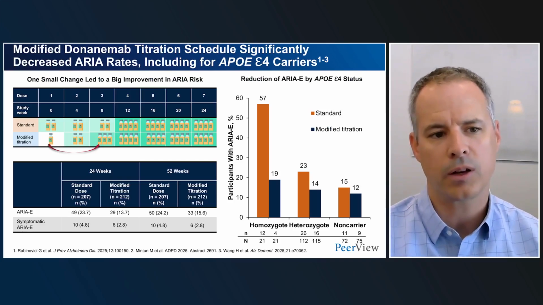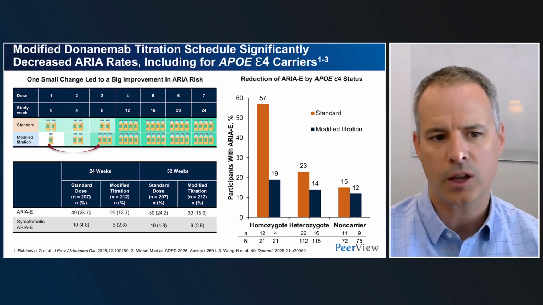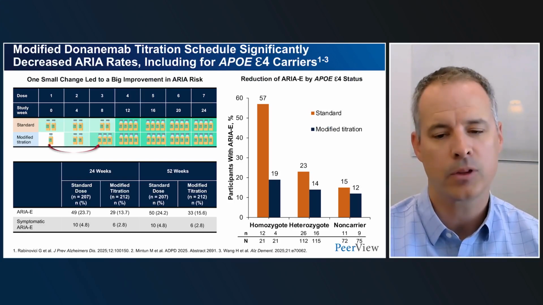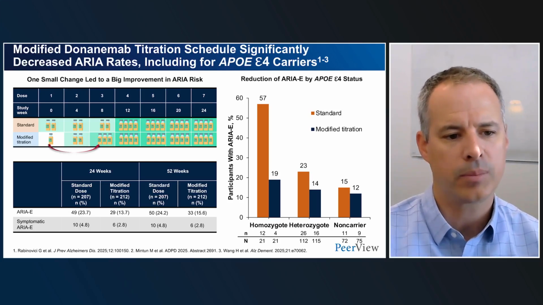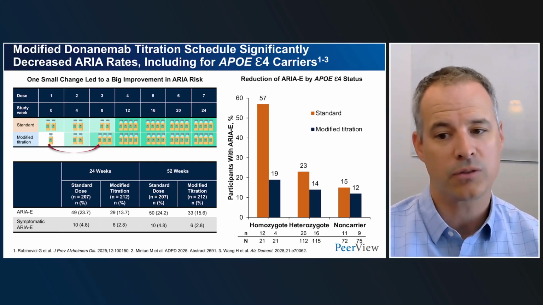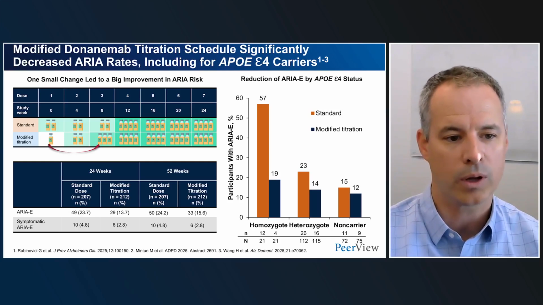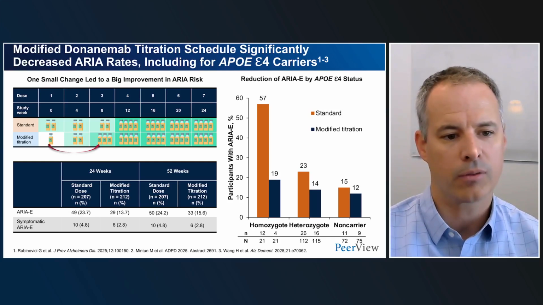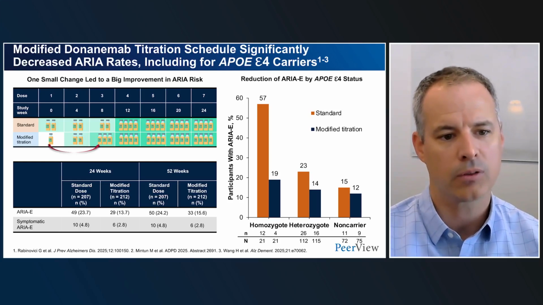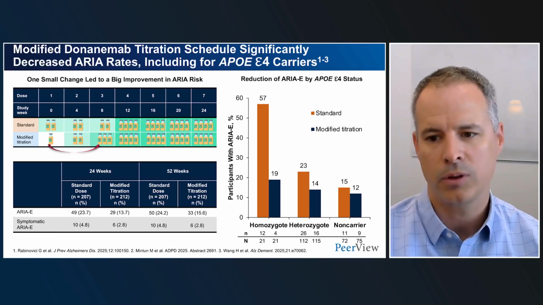A recent study called TRAILBLAZER-ALZ 6 tried a modified titration schedule for donanemab to try to lower this ARIA rate. You can see here in the picture that the modified titration is very simple. It's essentially just moving one dose of the drug from the first dose to the third dose. So it's really a very minimal change.